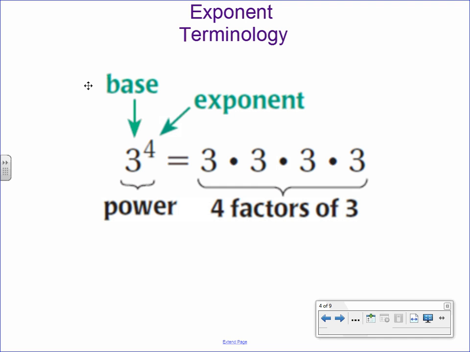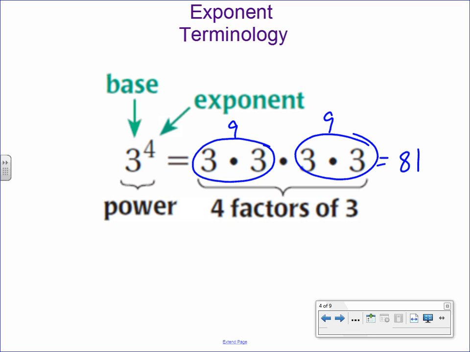Good. Anybody know what that is equal to? Off the top of your head? 81. Perfect. So an easy way to do that is to break it down. Everybody know what 3 times 3 is? 9. So these 3's are 9, and these 3's are 9. And what's 9 times 9? 81. That's a good way to do it in your head. Okay? Questions on exponent terminology, what it means, how it works?